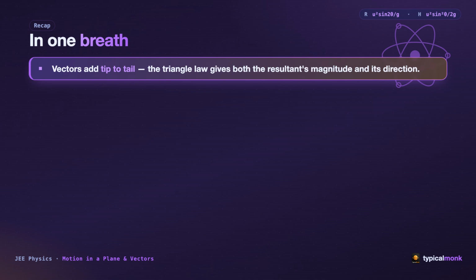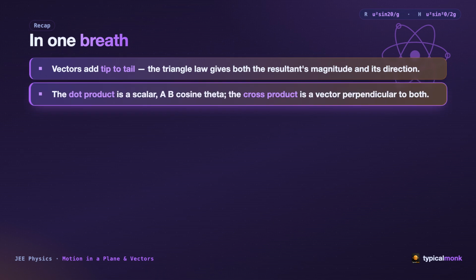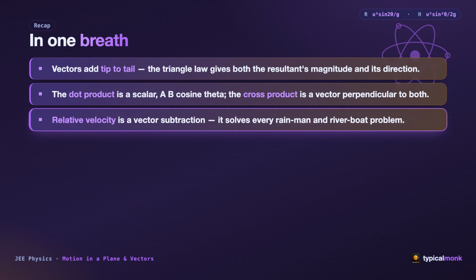Let us gather the whole class in one slow breath. Vectors added head to tail. The triangle law gives both the size and the direction of the resultant. The dot product is a scalar number, a b cosine theta. The cross product is a vector, a b sine theta, perpendicular to both original vectors. Relative velocity is a vector subtraction. It solves every rain-man and riverboat problem the same way.